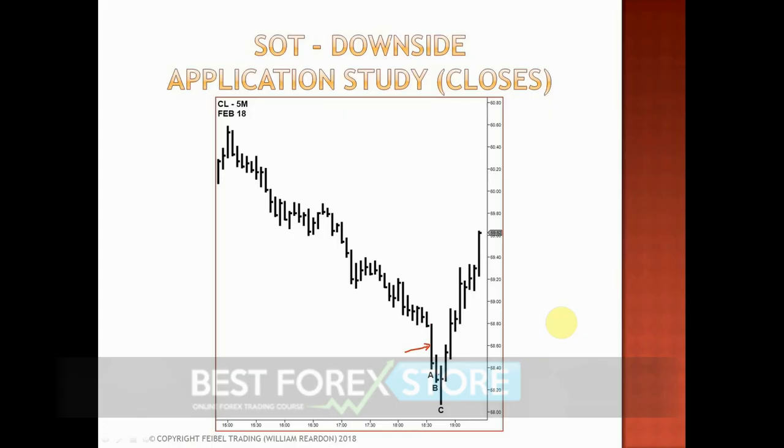And then what happens at B? Little progress. We can see just on these two bars there is shortening of the thrust. The force of selling has weakened. The spread has almost halved. And then bar C. C just closes above B. But importantly, there is no downside progress in the closes. Okay, not the extremes. We're not looking at the extremes here. Don't forget, we are looking at the closes.